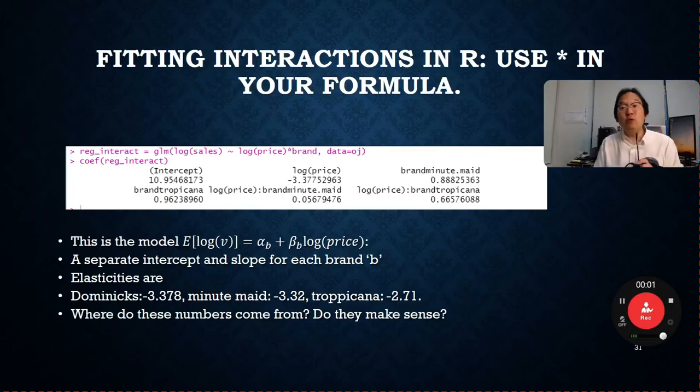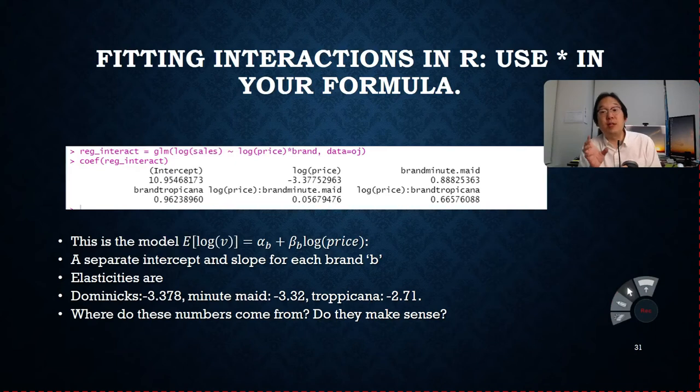Good. How do we actually run the regression with interaction terms using R, right? We're going to create a regression result matrix called reg_interact. And that will be the regression GLM, the generalized least squares model based on data OJ, whose dependent variable is log of sales, and explanatory variables are those variables related to this interaction term between log of price and brand dummies, right?